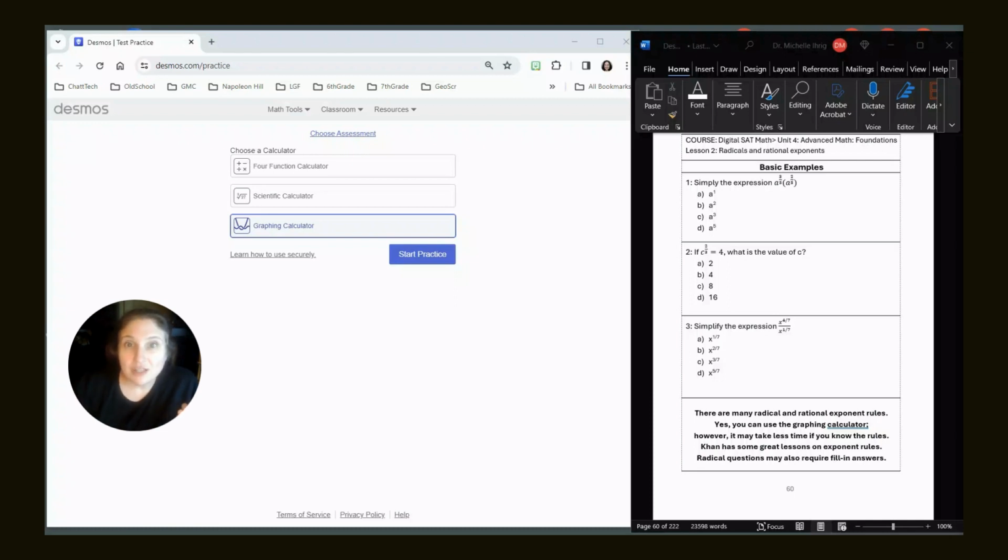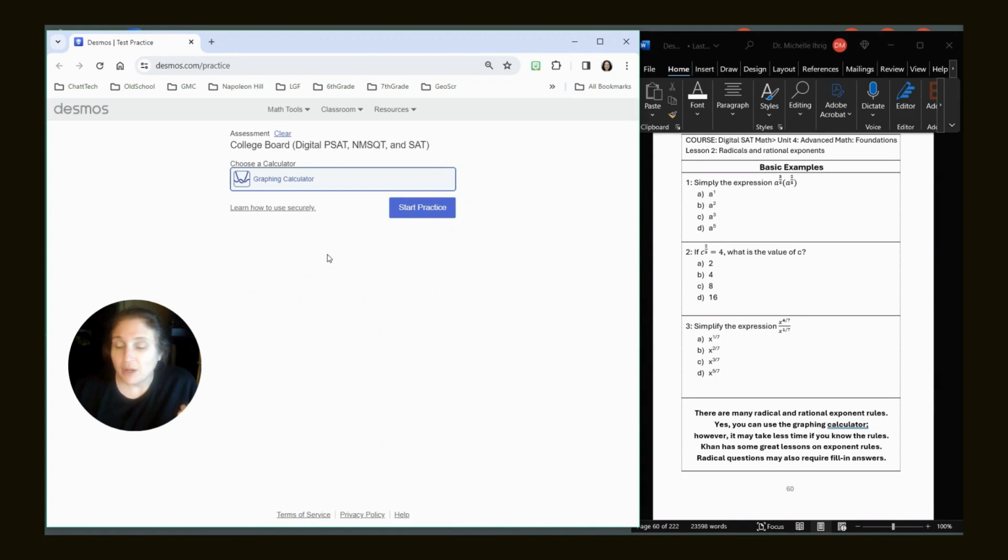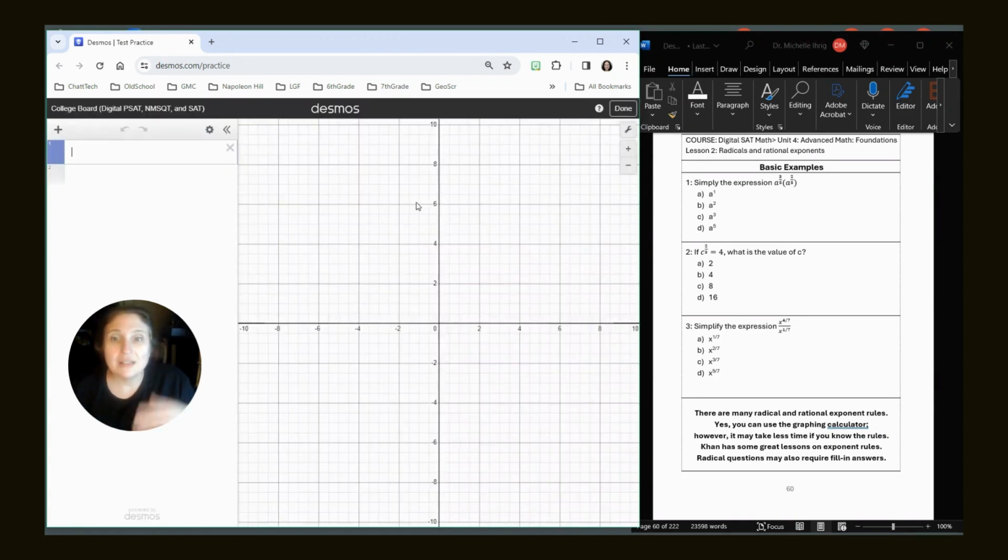This is the screen that you're going to see. And in order for this to work, you do have to choose Assessment and College Board. The regular graphing calculator on Desmos, like if you just Google Desmos graphing calculator, will not work for everything I'm going to show you.